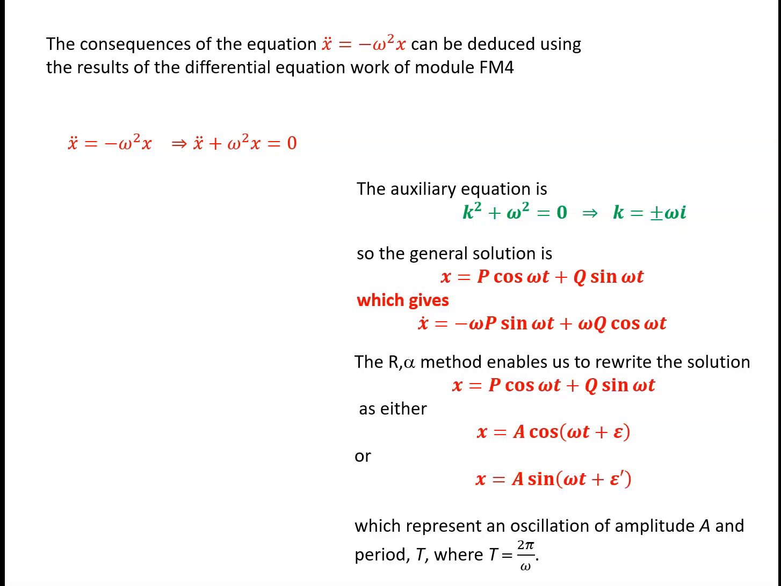Now, using the R alpha method, the expression p cos omega t plus q sin omega t can be written either in the form a cos(omega t plus epsilon), or in the form x equals a sin(omega t plus a different constant angle), which we'll call epsilon dash. And all of these equations represent an oscillation of amplitude a and period t, where t is equal to 2 pi over omega.